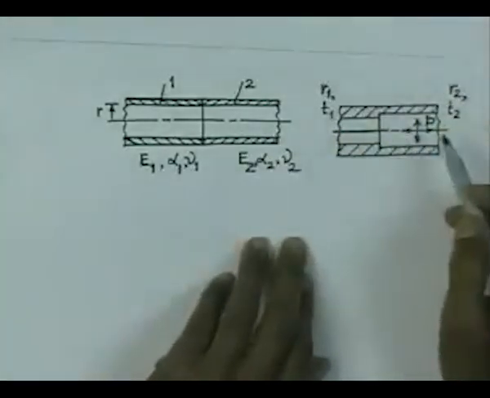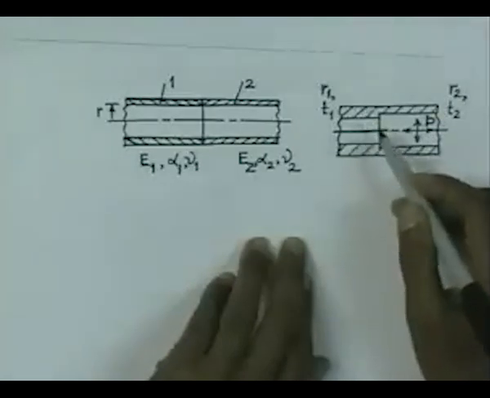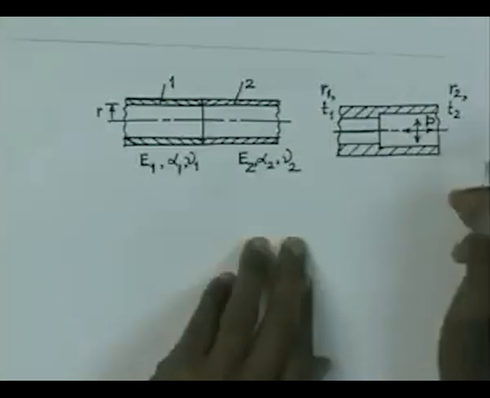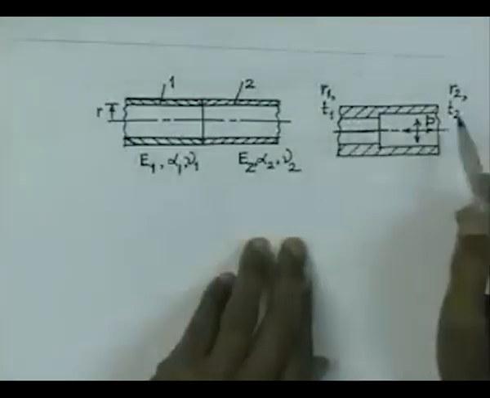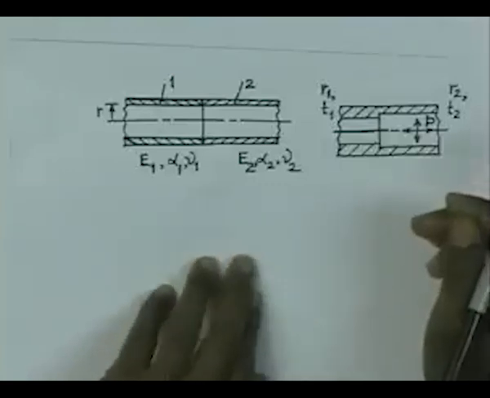Similarly, you can have pipelines wherein the radius of the pipeline is different from one segment to another segment, although the pressure is same, and also you find that the thickness of the material is different in the different segments. This will give rise to some problems. Let us look into that.